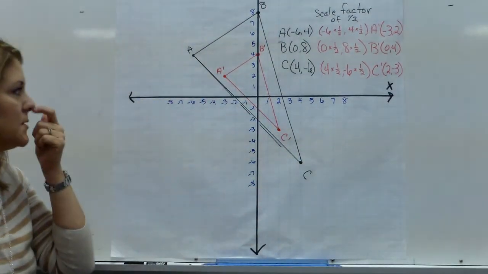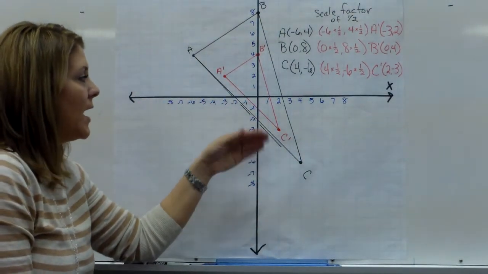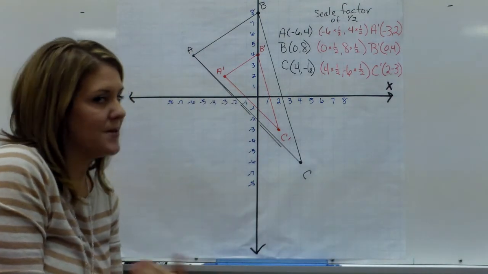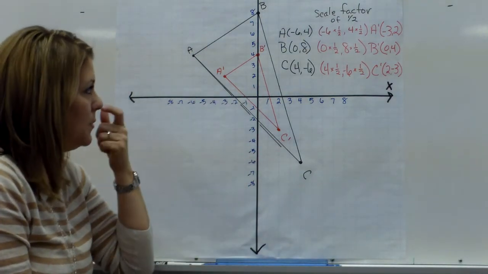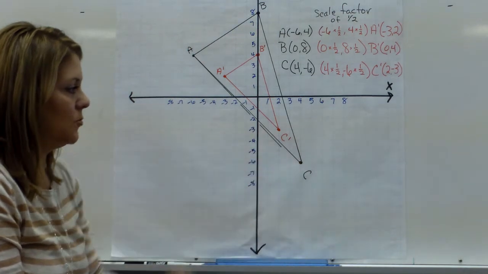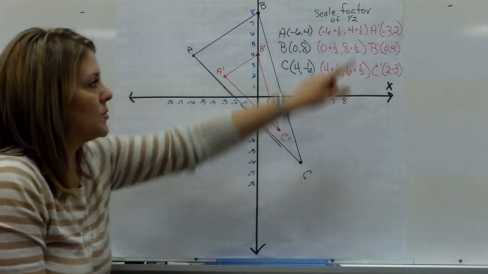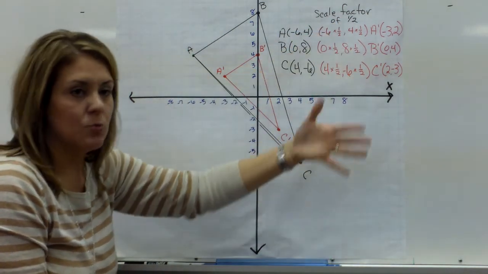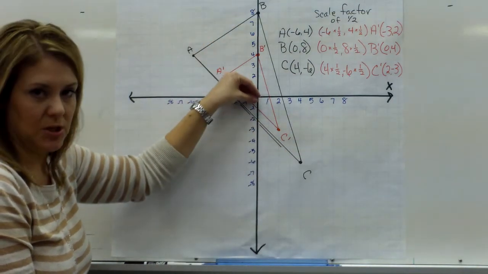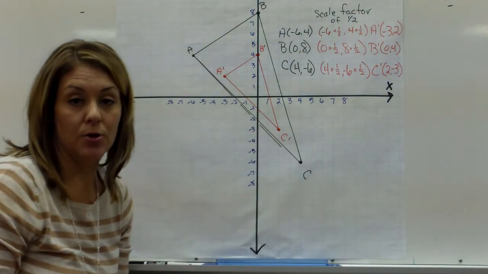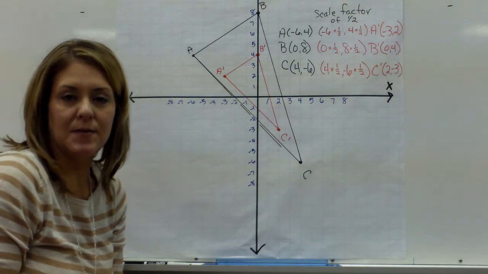So hopefully you notice that our new figure is the same shape. However, it's not the same size. It's actually, to be exact, half the size of the original triangle ABC. So a scale factor of 1/2, less than 1, means that I have a reduction. My new figure is smaller. So we'll do more examples and activities tomorrow.